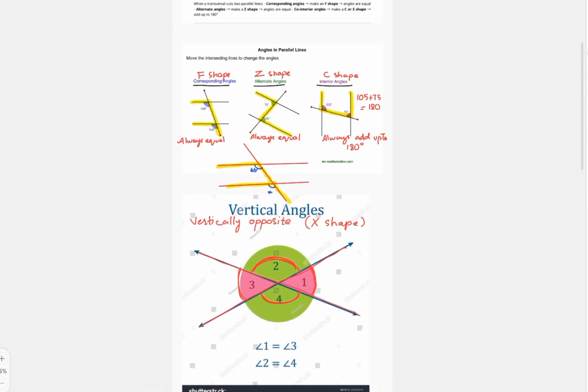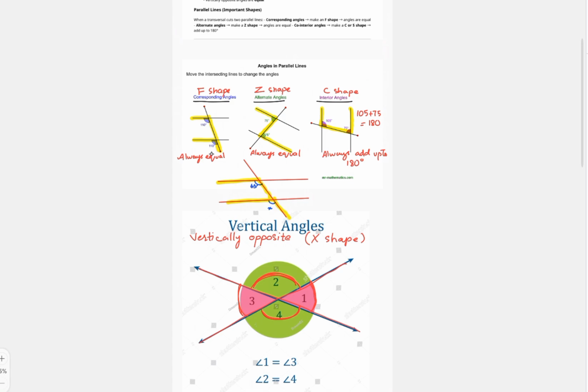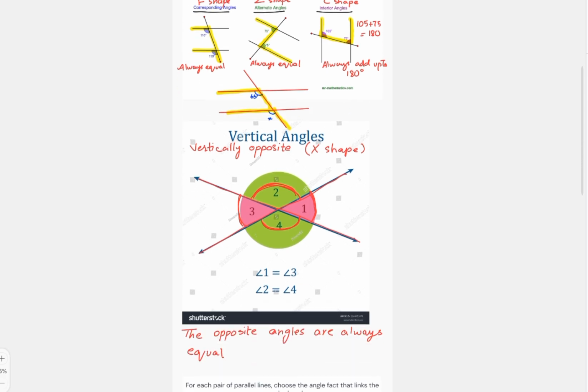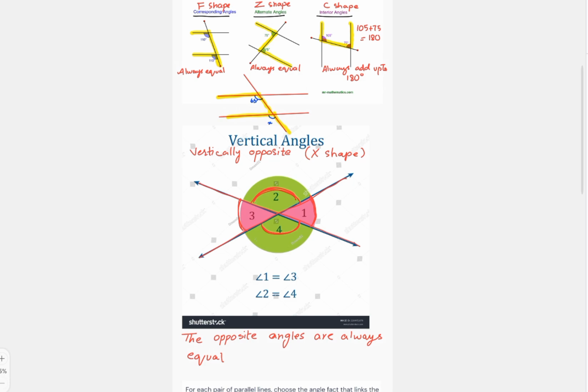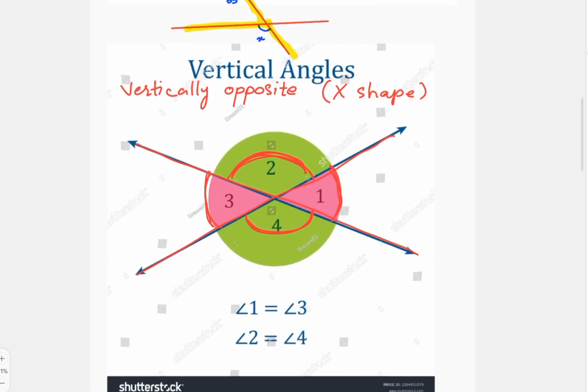Now, this is what we have learned about the corresponding angles, the alternate angles, the interior angles. These three angles are on parallel lines. Now, vertically opposite angles, they are not on parallel lines. Why are they not on parallel lines? Because they are meeting at this point, right? So this is something that we learned other than the angles on parallel lines, the vertically opposite angles, because normally when you're doing questions, these two angles come along with each other.